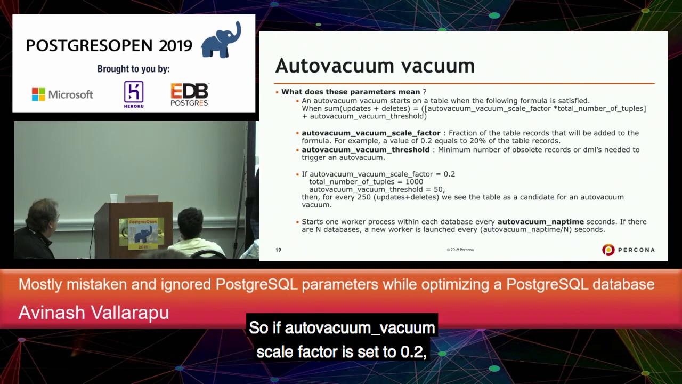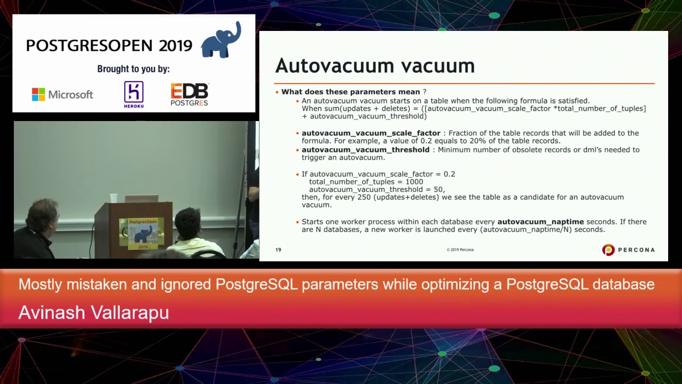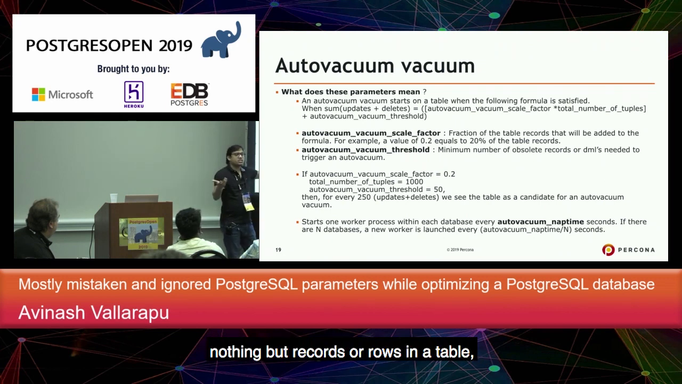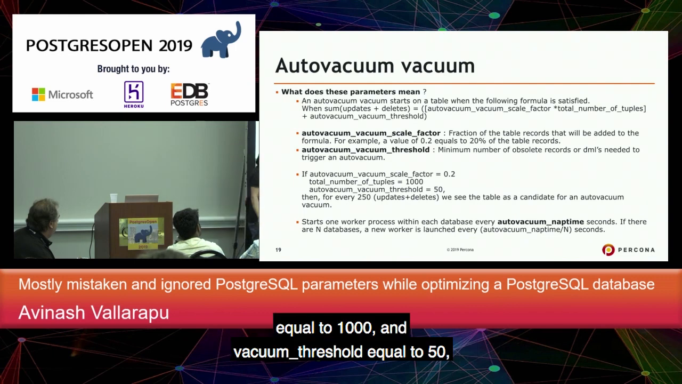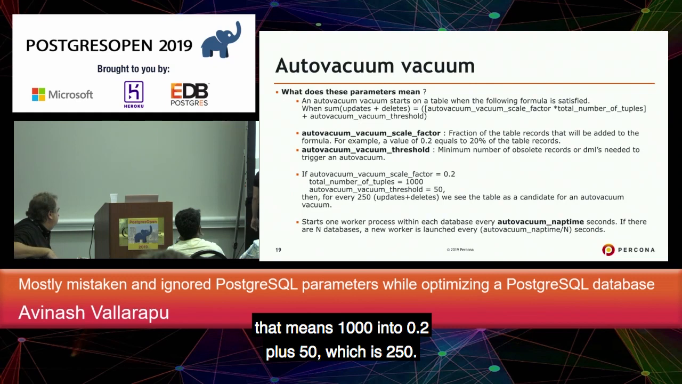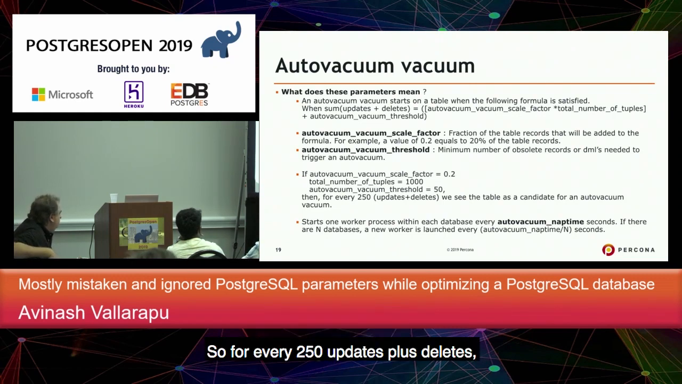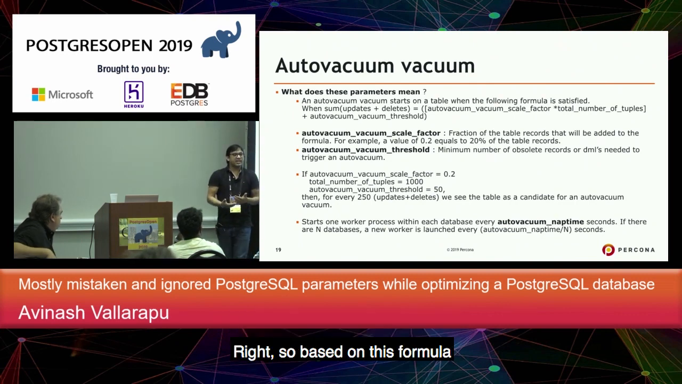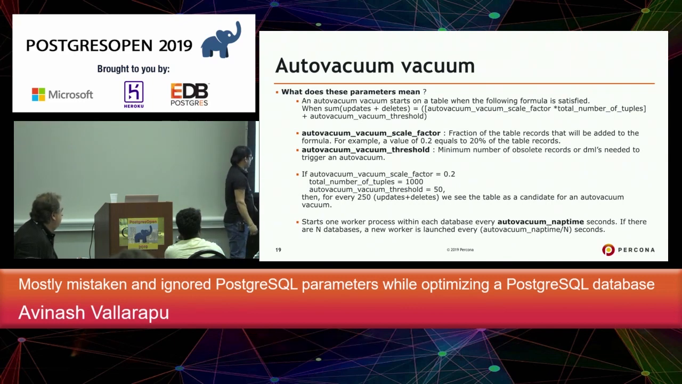If AutoVacuum vacuum scale factor is set to 0.2, and you have a total number of tuples, nothing but records or rows in a table, equal to 1,000, and vacuum threshold equal to 50, that means 1,000 times 0.2 plus 50, which is 250. So for every 250 updates plus deletes, we see the table as a candidate for AutoVacuum vacuum, right? That is based on this formula when we have 1,000 tuples.